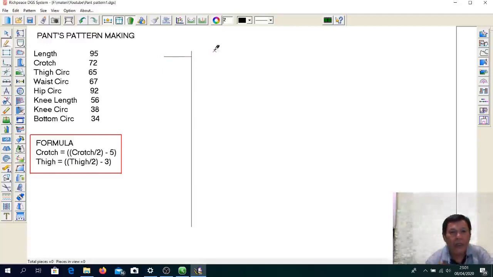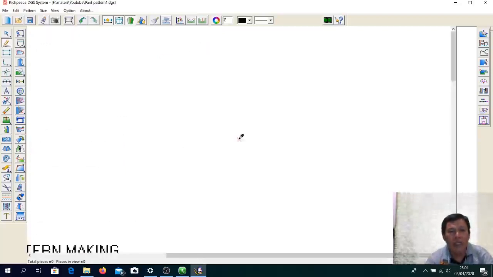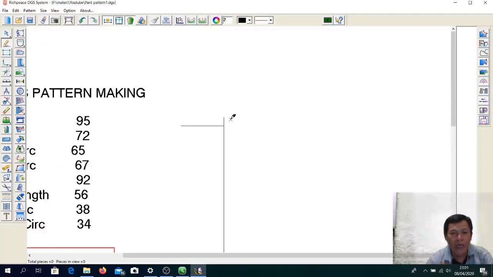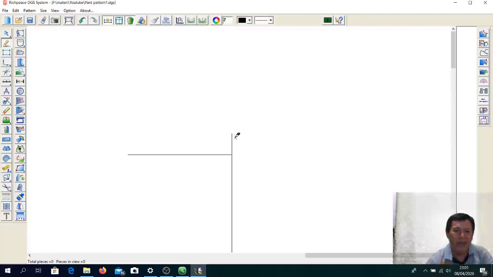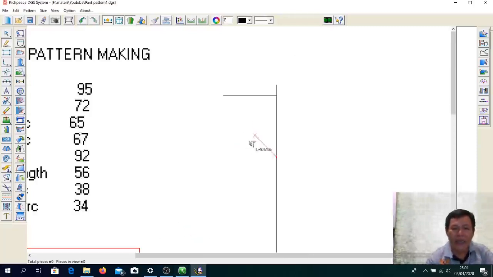Okay, and then for the hip, usually in Indonesia we have a standard measurement for the distance between waist and hip. Some countries are also the same: the distance between hip and waist is 20 cm. So I will follow 20 cm for the distance between waist and hip. Okay, so I type 20. Enter. And then for the width of the pants, same, we use 14.75. Same.